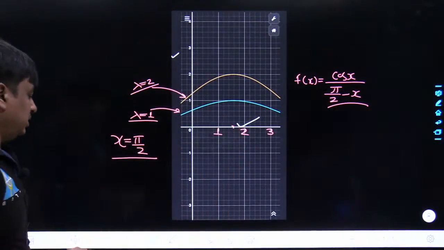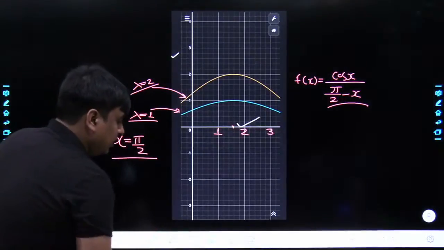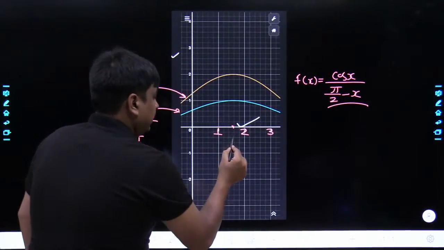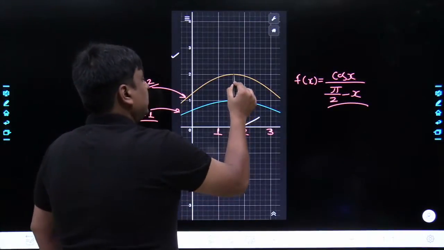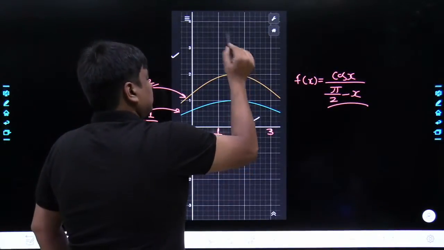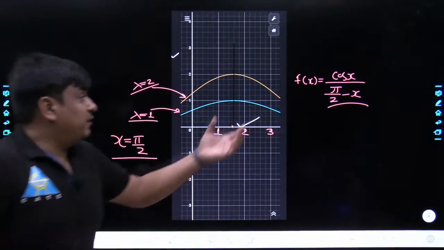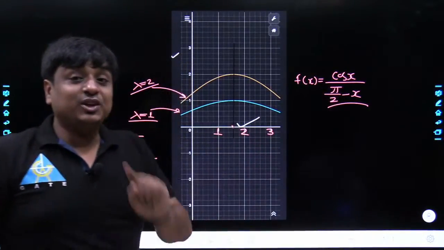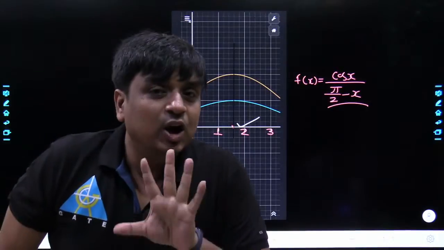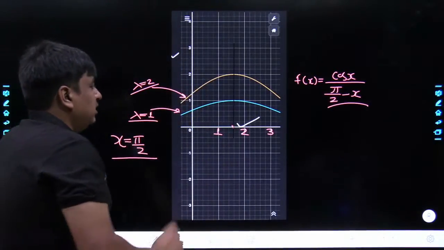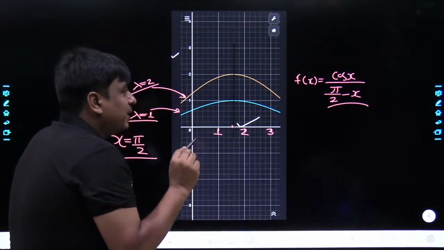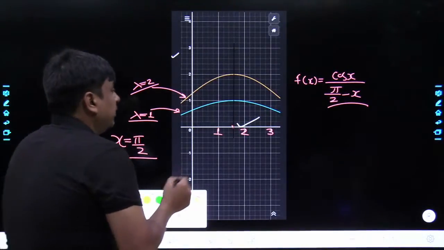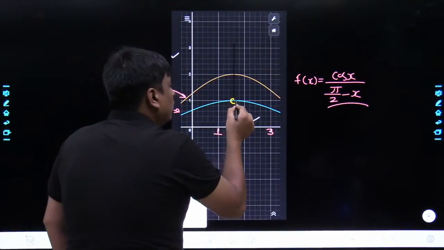1.5 will come somewhere here. So what I am going to do, let me draw a vertical line through this. As the function f of x = cos x divided by (pi/2 - x) is only defined for x not equal to pi/2, that means the function will make a hole over here.